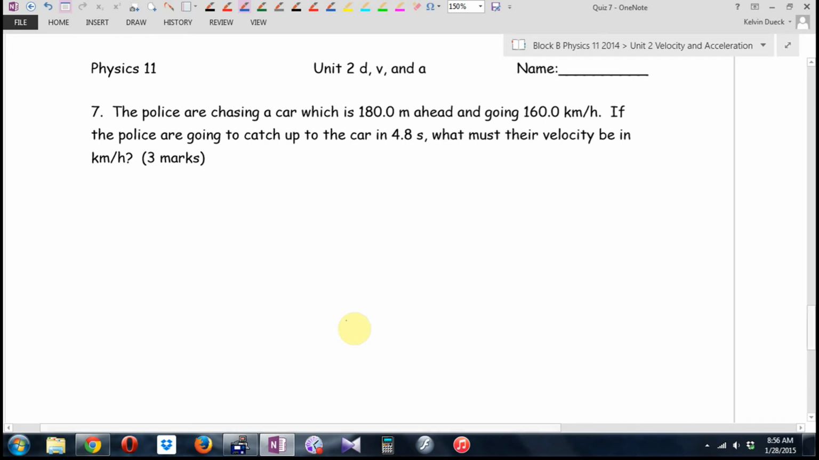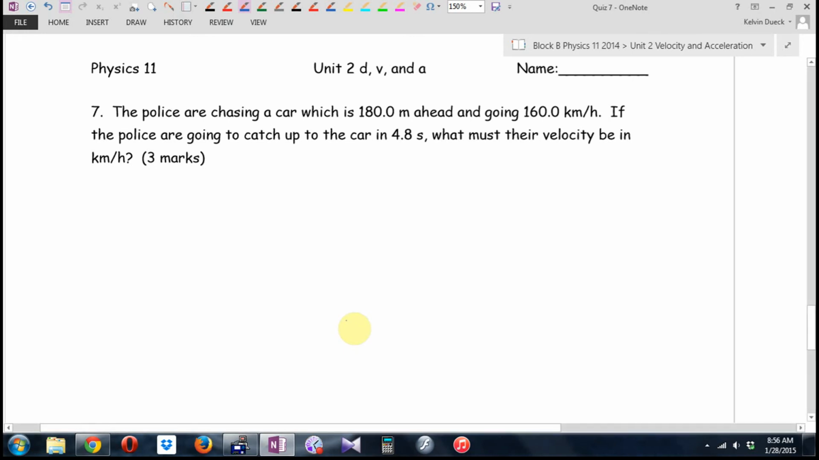Now, number 7, this is the reason, by the way, I'm not going to officially count this quiz. Normally I go over a question like this before the quiz, because I gave you one like it in the homework, and I just couldn't fit all that in with the long weekend and the block schedule and all that.